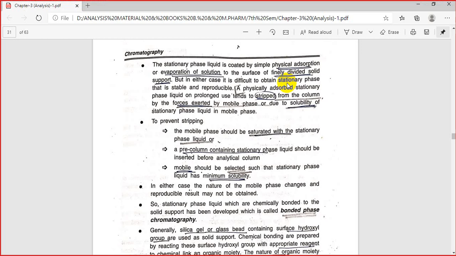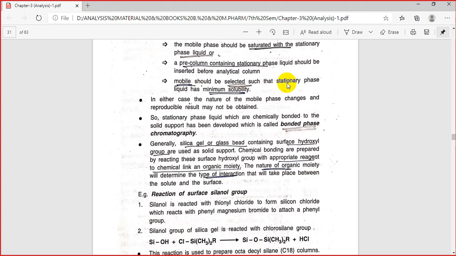Again, it is having that liquid in it, and because of that the composition of the mobile phase changes. So for preventing this change in the mobile phase, which may be taking place due to stripping, what is done is that the liquid is chemically bonded to the solid support, forming a bonded stationary phase. So it is called bonded phase chromatography.